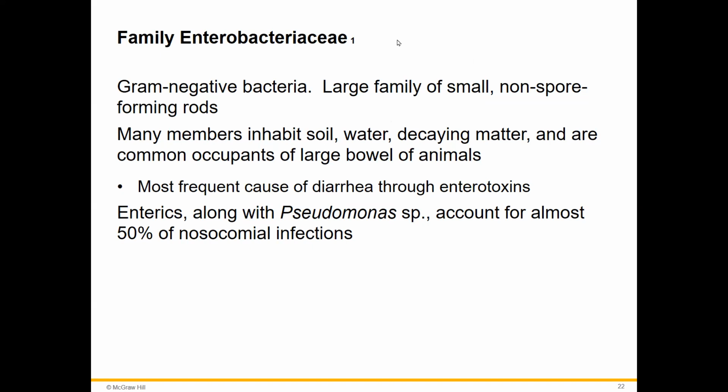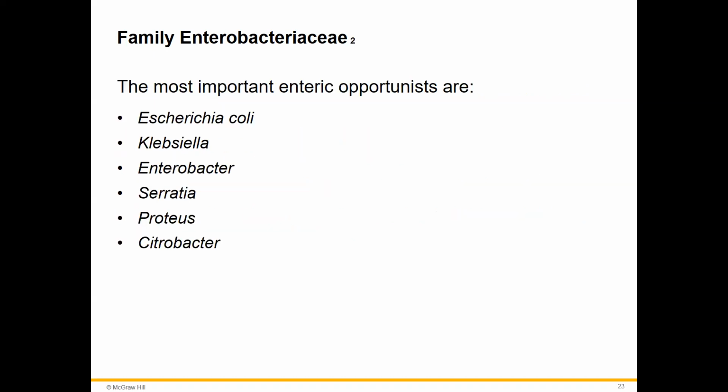Yeah. All right, so our Enterobacteriaceae family, entero meaning gut. So these are going to be our gut-based bacteria. They're all gram-negative. They're non-spore forming. They're all rods. Lots of them live in the soil, water, decaying matter. They also could be in the large bowel of animals. The most frequent cause of diarrhea is through these enterotoxins from those enterobacteria. We'll see a large amount of infections associated with these.